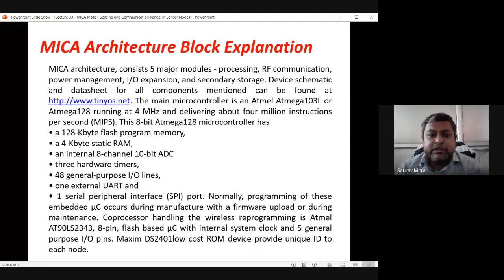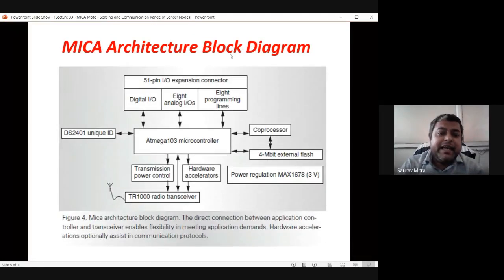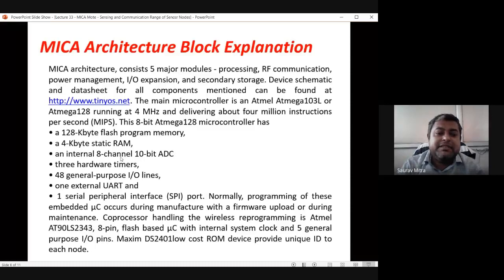It's an 8-bit microcontroller with 128 kilobyte of flash program memory, 4 kilobyte of static RAM. Internal 8-channel 10-bit ADC, it is written here that it can take 8 analog inputs. That means there has to be 8 ADCs. Each ADC is 10-bit. Okay, 3 hardware timers, because everything has to be properly synchronized. That's why timers are required. 48 general purpose IO lines. Okay, it is given already. So 1 external UART. The serial peripheral interface, that is SPI port, is there. Only 1 SPI port is there.